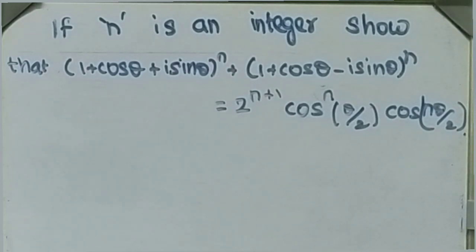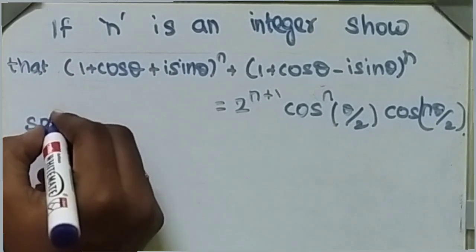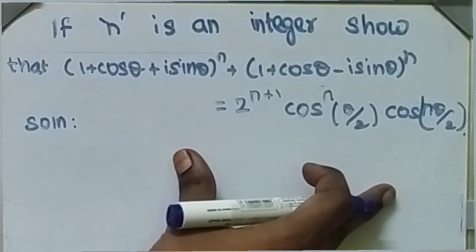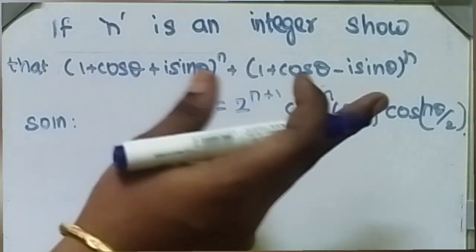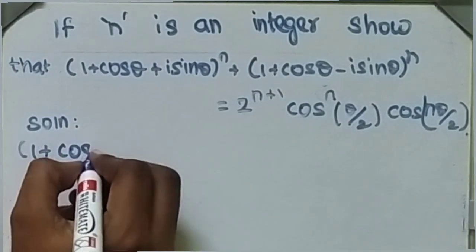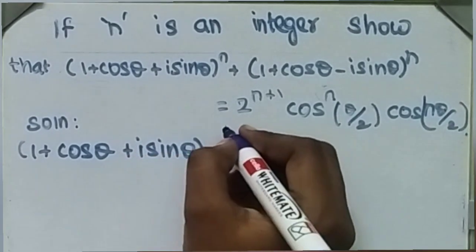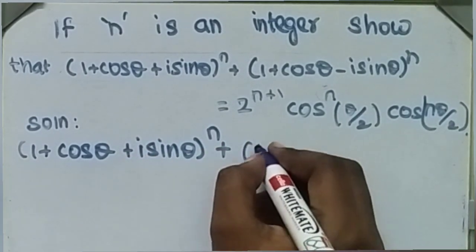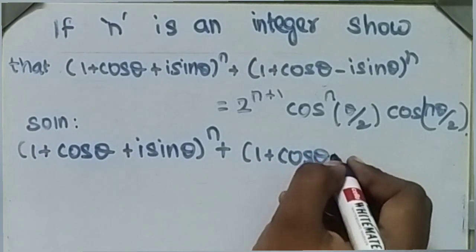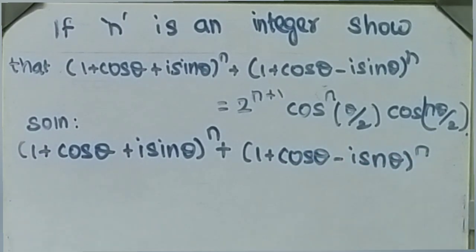Shall we start to prove? Yes, of course. So, solution. To prove this, I am initially taking the left hand side. What is that? 1 plus cos theta plus i sin theta power n plus 1 plus cos theta minus i sin theta power n. Right?